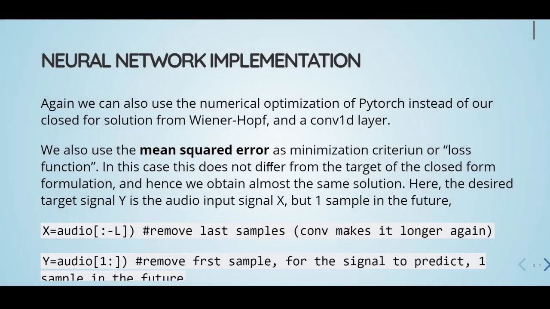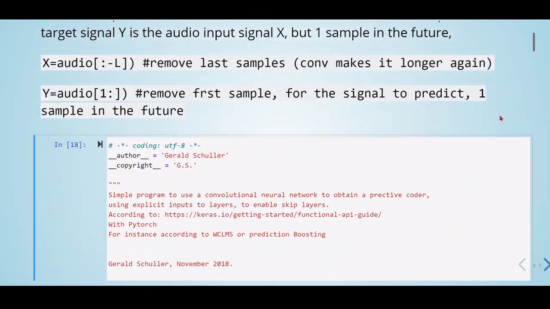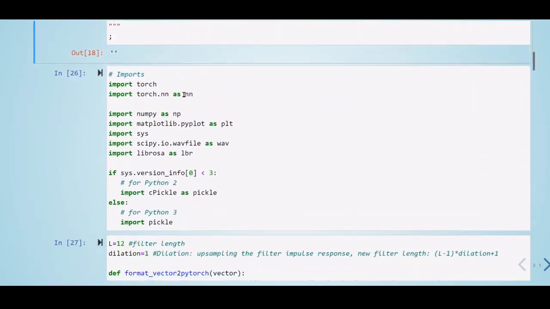Again, we can use the numerical optimization of PyTorch instead of our closed form solution from Wiener-Hopf and a convolution layer. So we can use the mean squared error as a minimization criterion or the loss function. And in this case, it does not differ from the target of the closed form formulation, and hence we obtain a very approximate solution. So here the desired target signal Y is the audio input X, but one sample in the future.